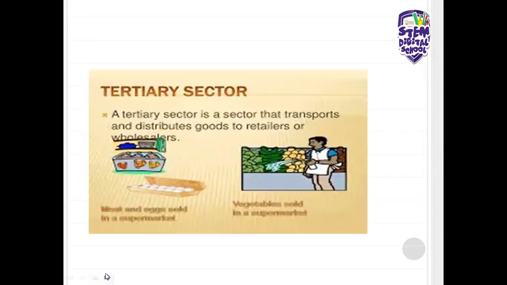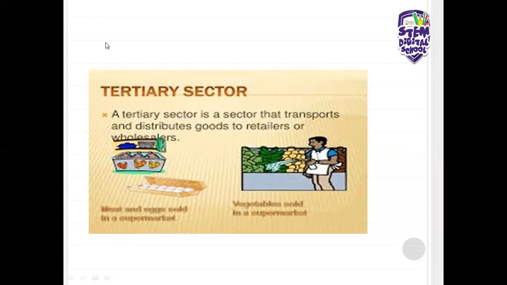And then the third one is the tertiary sector. They say there, this sector is a sector that transports and distributes goods to retailers or wholesalers. Okay, so this is when you take that finished item and you're going to send it off to the different shops or to the wholesalers or to the retailers. So to distribute it, to send it off to the different shops, that forms part of your tertiary sector.